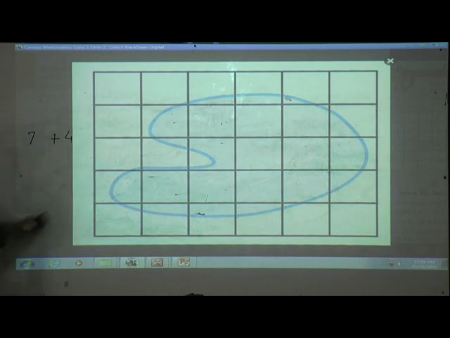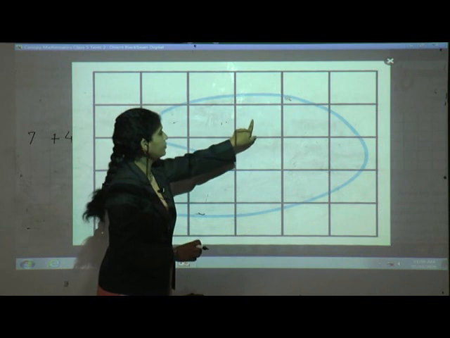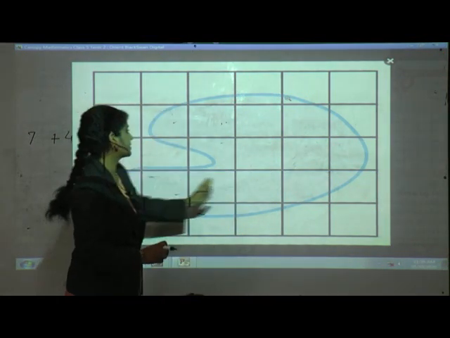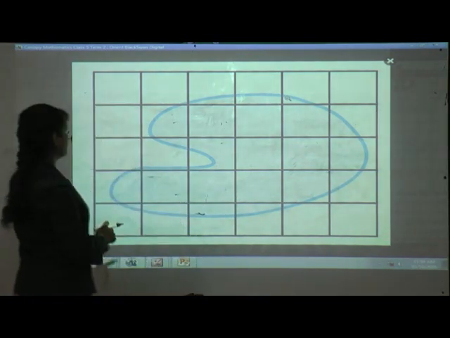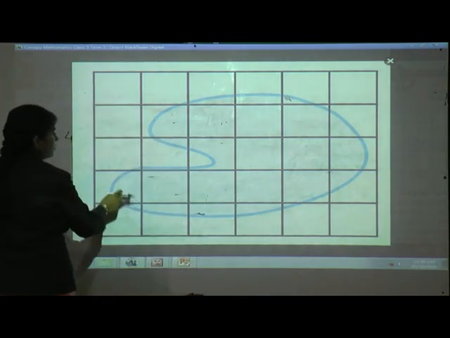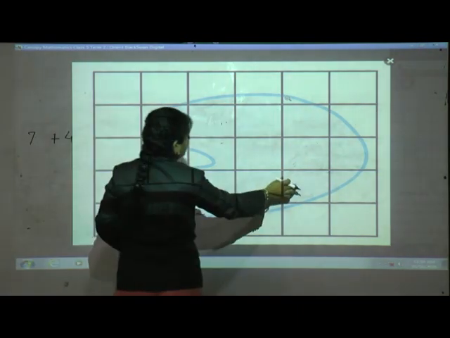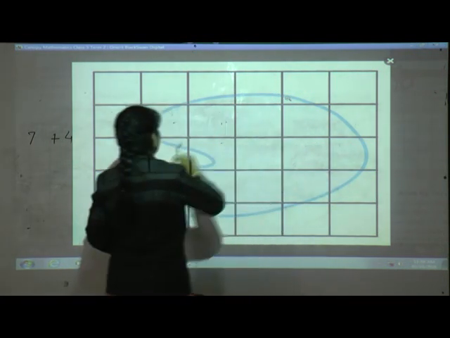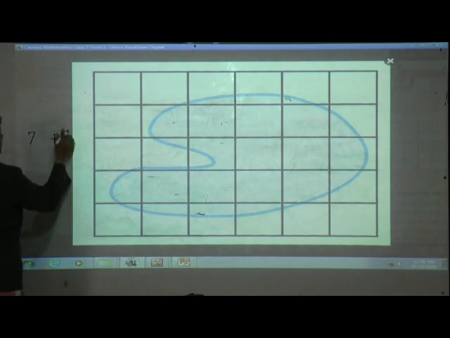We forgot to take a half square. See, full squares 1, 2, 3, 4, 5, 6, 7, and the half squares 1, 2, 3, 4, 5. So the answer is 12 square centimeter.